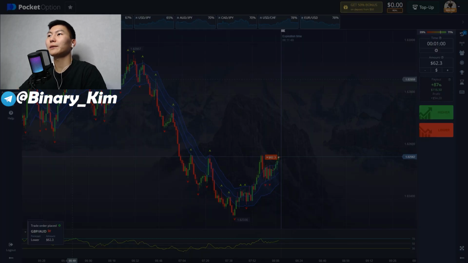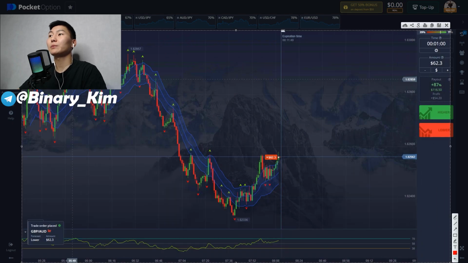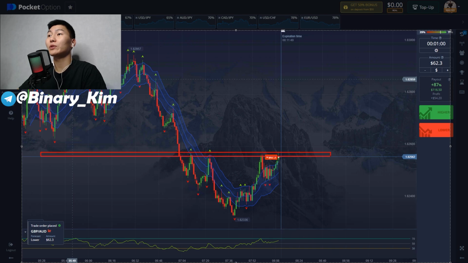Let's open a short here. Let me explain the principle of the trade entry. Just have a look at this huge resistance zone here. We see the rejection here, here and here, and obviously the same thing is gonna happen now.